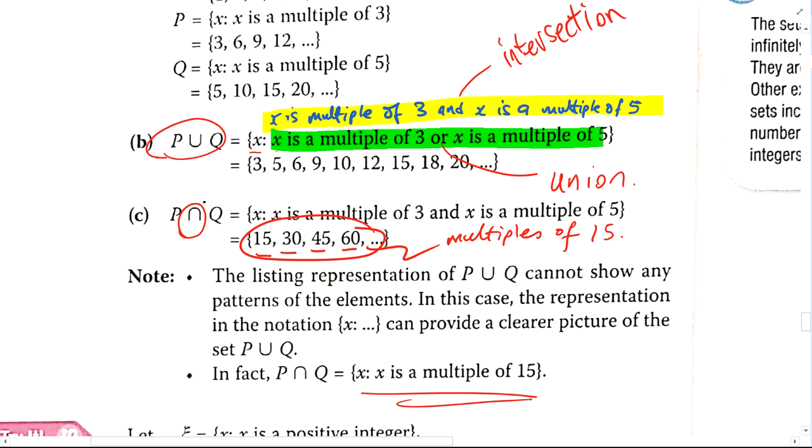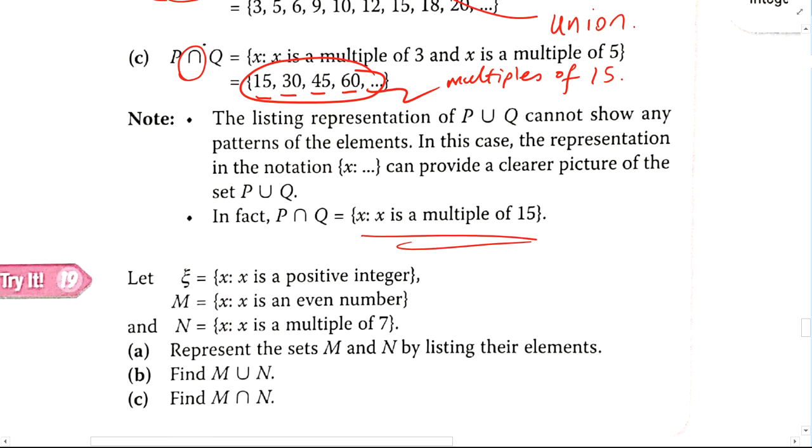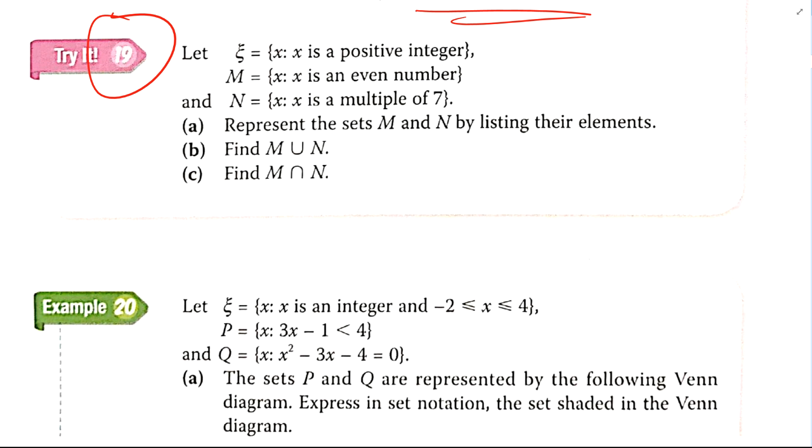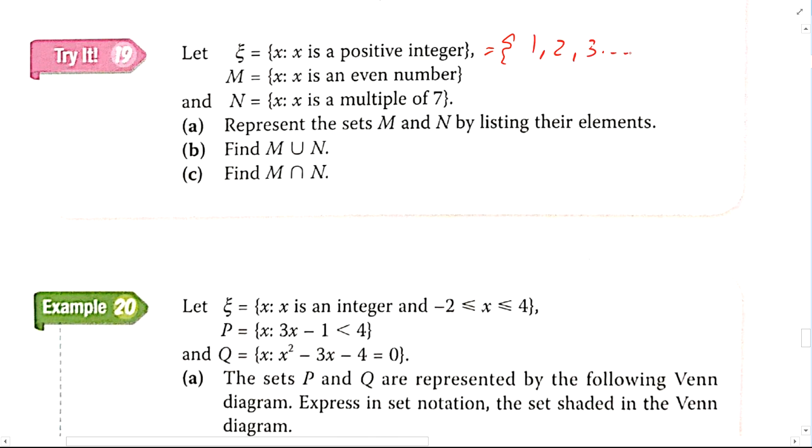Okay, as shown over here. Okay, so try 19 now. Represent them by listing the elements. First one, the universal set, we've got 1, 2, 3, and so on and so forth. And we've got 2, 4, 6. Multiple of 7: 7, 14, 21, dot, dot, dot, close the brackets.